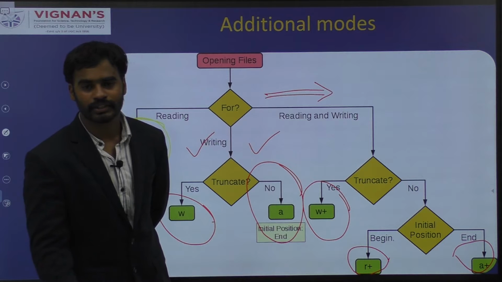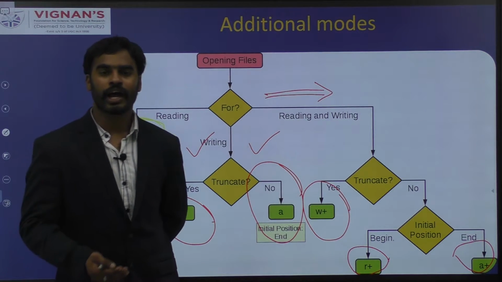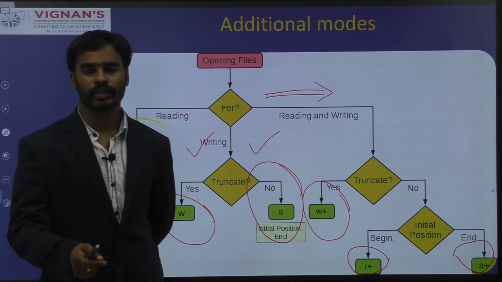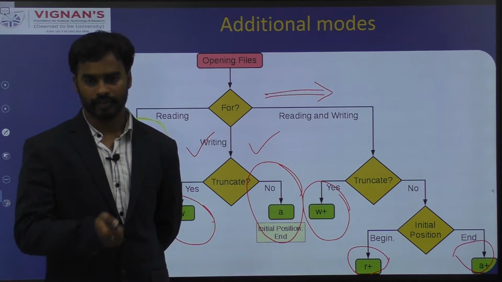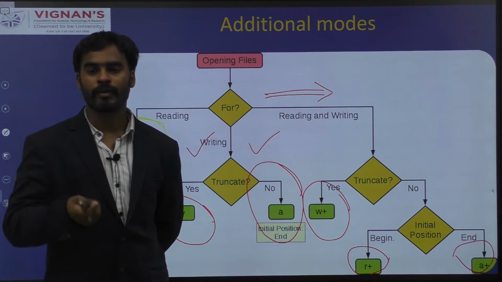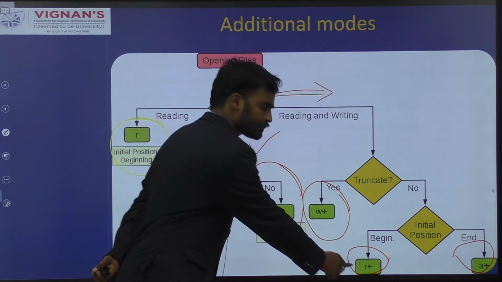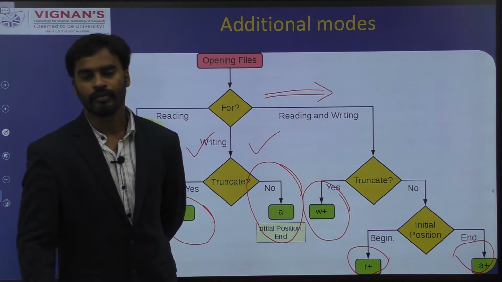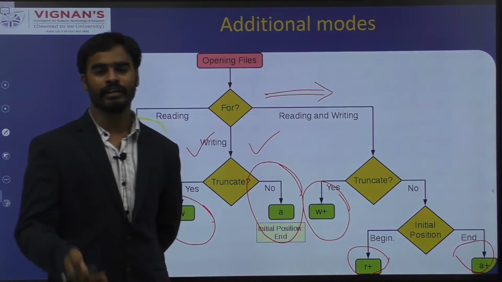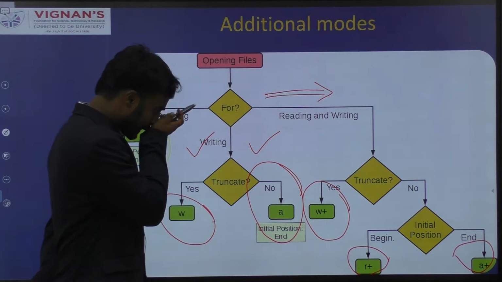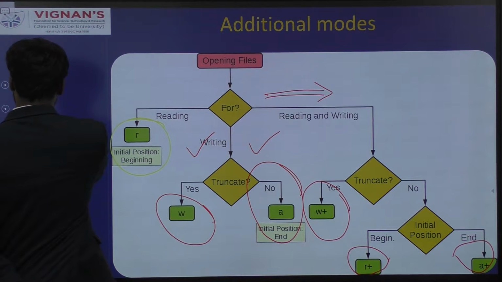Then what to choose among the R plus and A plus? It depends on whether you would like to have a pointer at the beginning of the file, or whether you would like to have a pointer at the end of the file. If you want to have a pointer at the beginning of the file, go with the R plus. If you want to have a pointer at the end of the file, go with the A plus. Okay, these are the 6 different modes available.